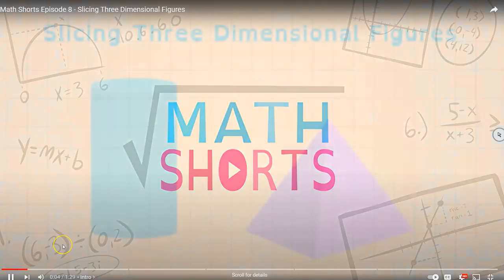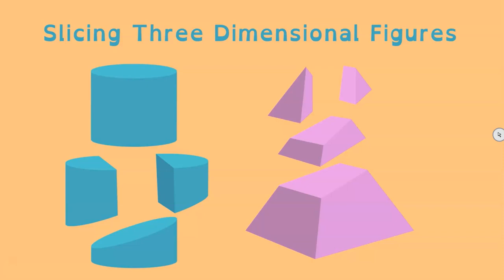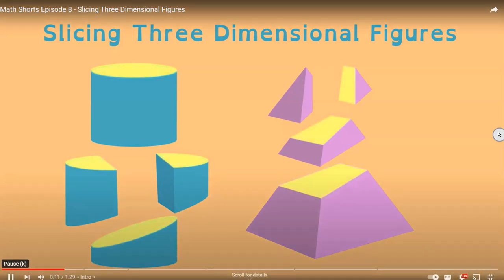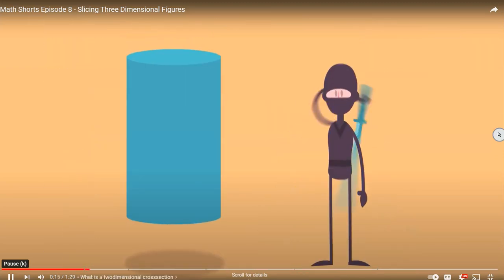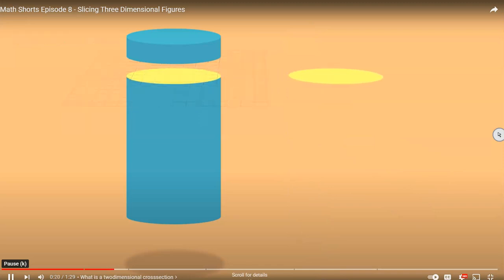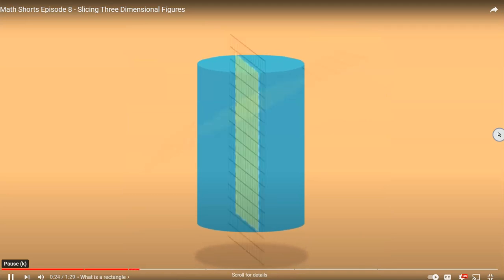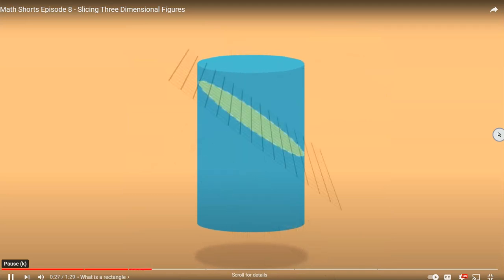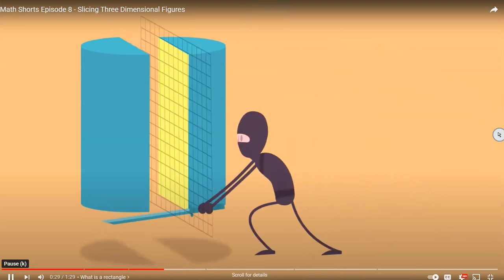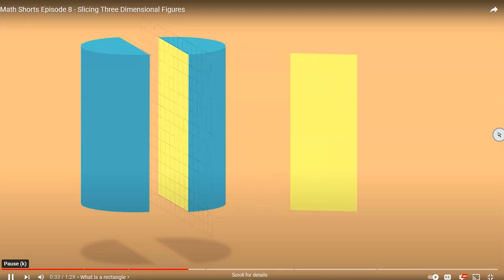Math Shorts. Slicing solid, three-dimensional figures results in different two-dimensional shapes, depending on how you slice them. If you cut through a cylinder with a geometric plane parallel to the cylinder's base, the two-dimensional cross-section is a circle. Any way you slice it, you can get two-dimensional shapes from three-dimensional figures. When you slice a cylinder from top to bottom, perpendicular to its base, then look at the cross-section straight on, you get a rectangle.